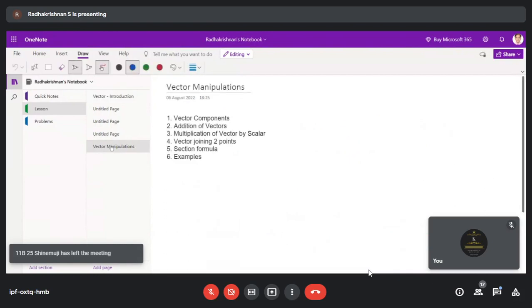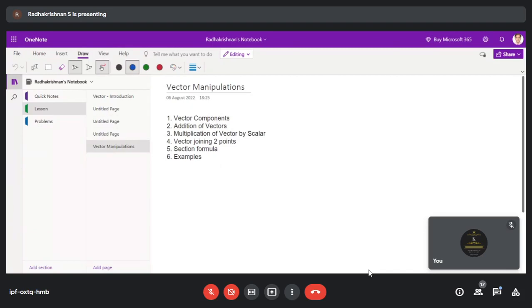Next we go to some vector manipulations. So: vector components, addition of vectors, multiplication of a vector by a scalar, vector joining 2 points, section formula. These are the things that we're going to see. Vector components, we already saw that, right?